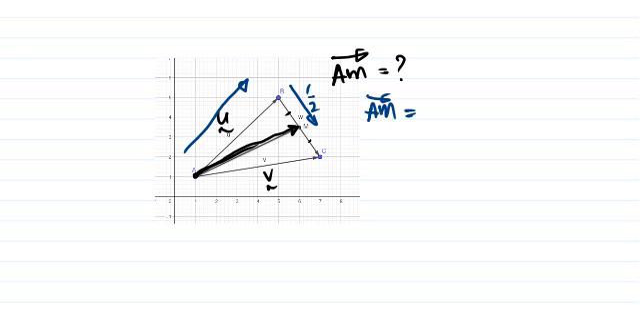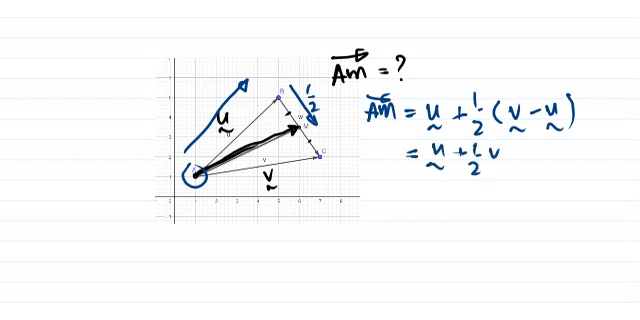is equal to the u vector, so we're starting from A, going up the u vector, and half of this vector, which is half of v subtract u, which is u plus half of v subtract half of u, which is half of u plus v. And that's a very interesting result.